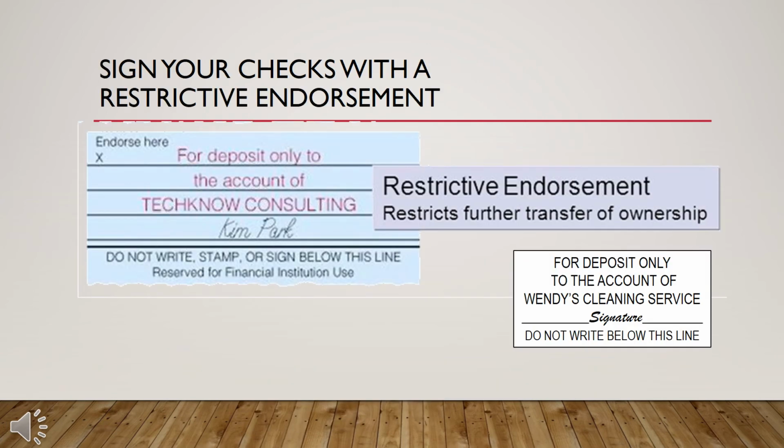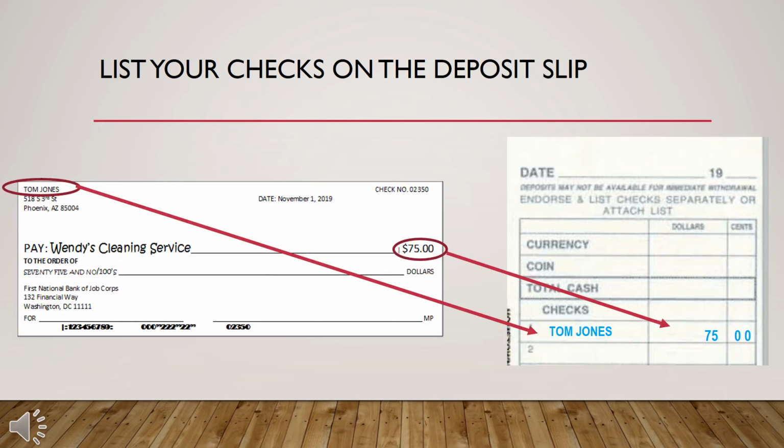Take the time now to endorse each of the checks by turning them over, writing for deposit only to the account of Wendy's Cleaning Service, and then sign the check. Once you have completed all of those, we will move on to deposit. Once all of your checks are endorsed, you will write the name of the first check in the slot number 1. You would put the amount, dollars, in the dollars column, cents in the cents column next to that name. And then you would continue on until you've used all of the checks.